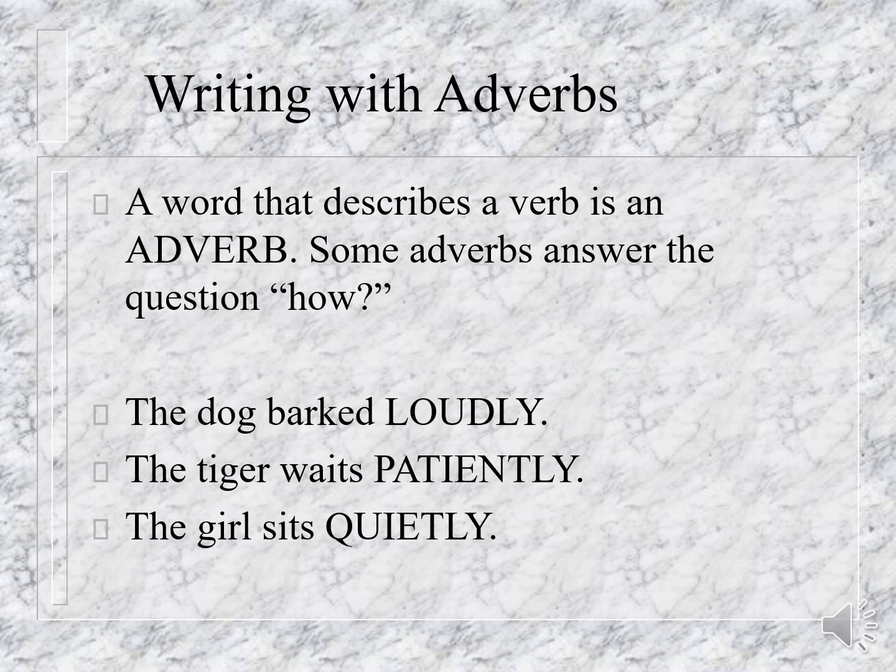So look at the examples below. The dog barked loudly. The tiger waits patiently. The girl sits quietly. So loudly, patiently, and quietly are all adverbs that show how the verb happened. Let's move on.